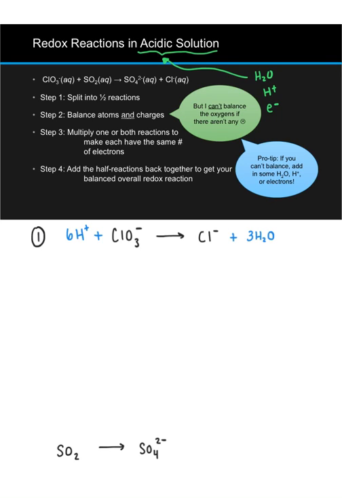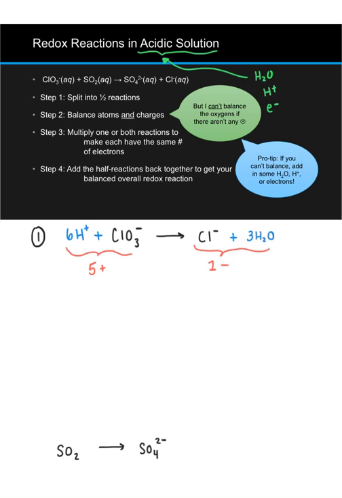My next step is going to be balancing charge. Notice that I have 6 hydrogens each with a +1 charge and a chlorate with a -1 charge. In total, right now, we have 5 positive charges on the left-hand side. On the right-hand side, we have 1 chlorine with a -1 charge, 3 waters with no charge whatsoever. So we have a 1- charge in total on the right-hand side.